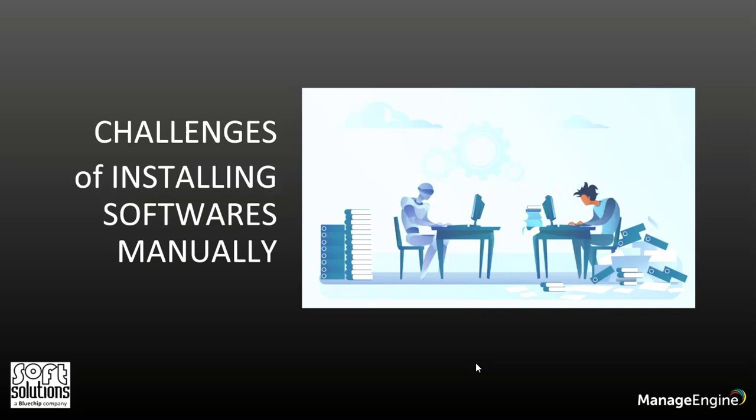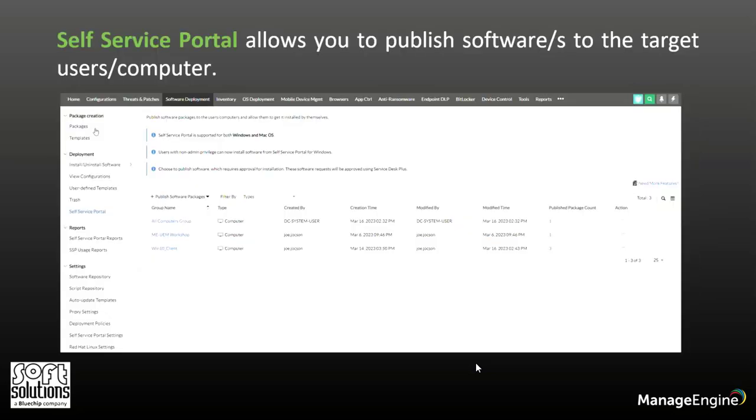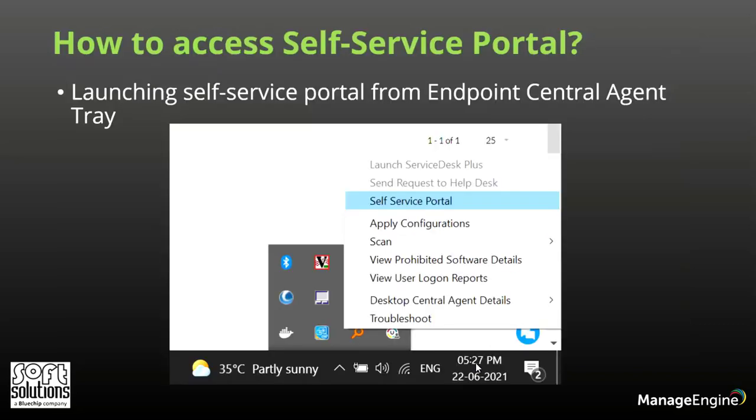So what is self-service portal? Self-service portal allows you to publish software or group of software to the target users and even computers. Unlike manual software deployment, you can publish the list of software to the group, whether it's users or computers. So you can empower them to install the software based on their needs by themselves. This helps you to save a lot of time and effort, and at the same time, enhances productivity as well.